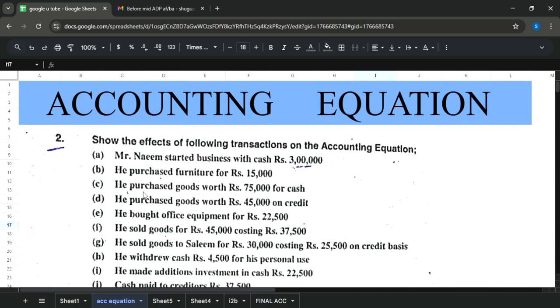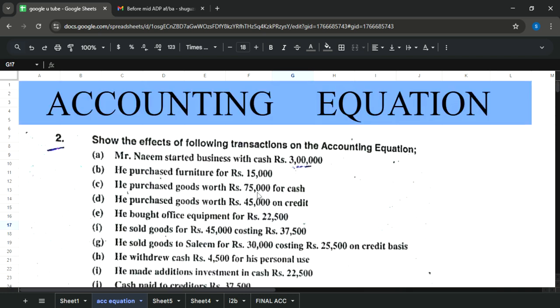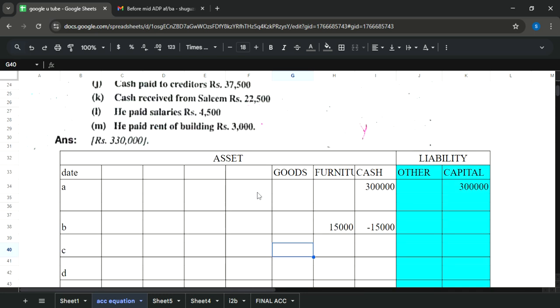Let's see next. He purchased goods for cash. It means goods are coming in. Goods are your current asset. You will increase your asset column with goods. Since you are purchasing goods, it means goods are increasing by 75,000. You will mention plus 75,000 over here. And since you are buying these goods, cash will be going out. So here you will mention minus 75,000. In this way, our C entry is completed.